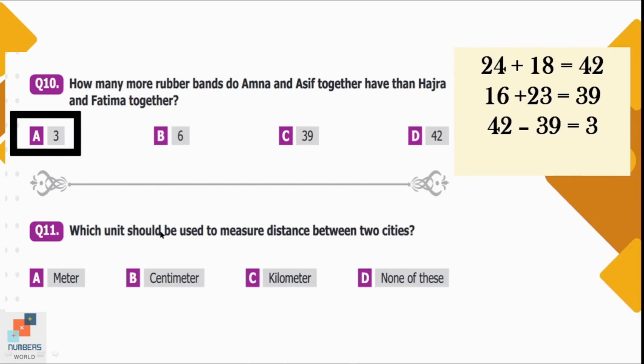Question number 11. Which unit should be used to measure distance between two cities? Option A is meter. The length of a door or a cupboard can be measured in meters. Option B is centimeter. We usually measure the length of a pencil, eraser or a glass in centimeters. Option C is kilometer. Yes, the distance between two places or two cities can be measured in kilometers. So option C is the correct option here.